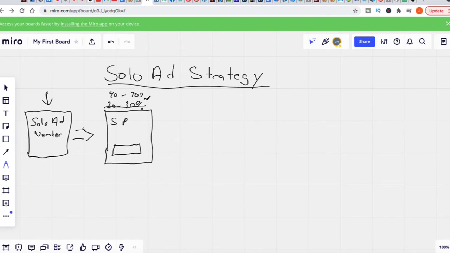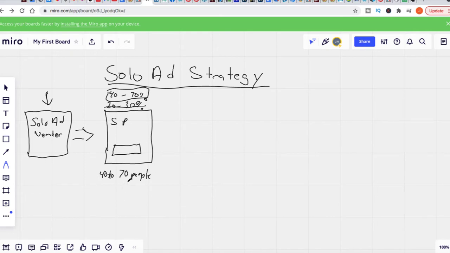Actually, I've been producing some 70% opt-in rates for a number of clients that I've been running advertising to. So this is what you want to shoot for, that 40 to 70%. So that basically just means that for every 100 clicks that you send to the squeeze page, you're going to get about 40 to 70 people opting into your list, right?